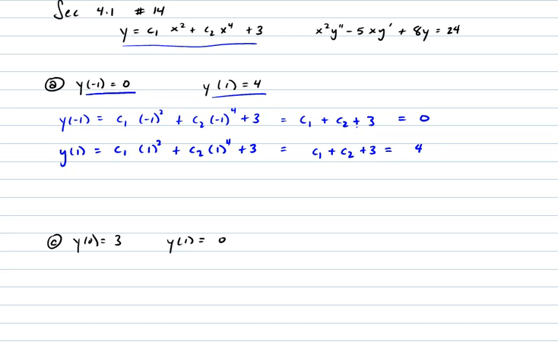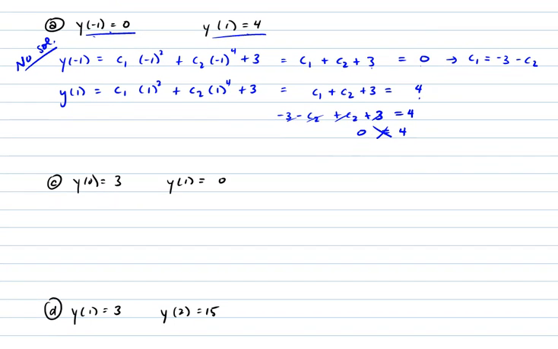Well, with these two right here, you can already see there's a problem. C1 plus C2 plus 3 should be 0, but then it also should be 4, and it can't be both. If you don't completely see that yet, you can see from here that C1 is -3 minus C2. If I plug that in here, I get -3 minus C2 plus 3 equals 4. These cancel, and I get 0 equals 4. And that's the problem. So there's no solution that satisfies these boundary conditions.